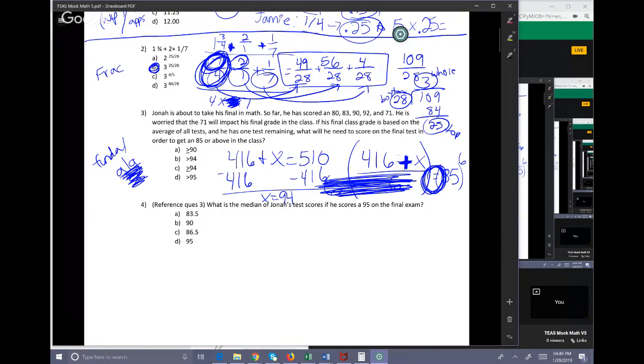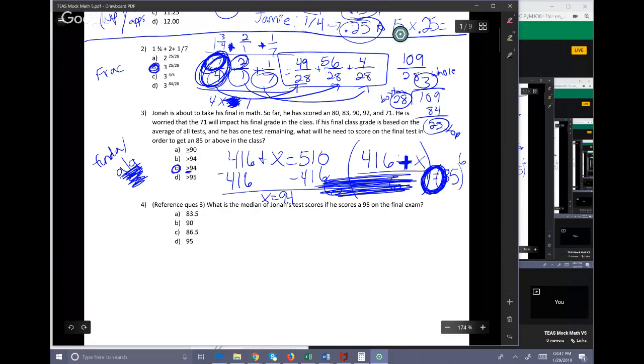The answer choices are expressed with inequalities. So the way that would work is you would have to get greater than or equal to 94. It can be 94. We set it equal to the absolute minimum. So if you got a 94, your average in class would in fact be an 85.